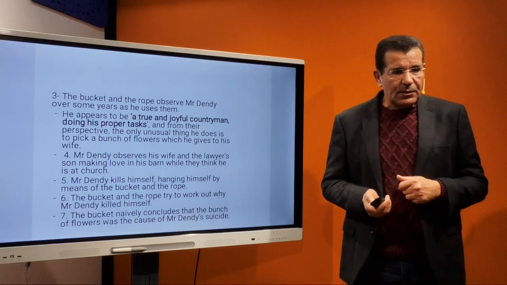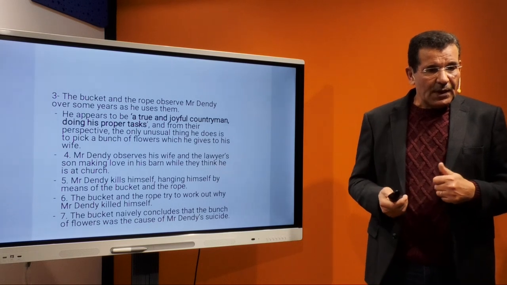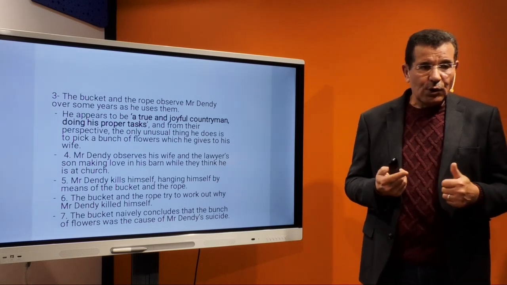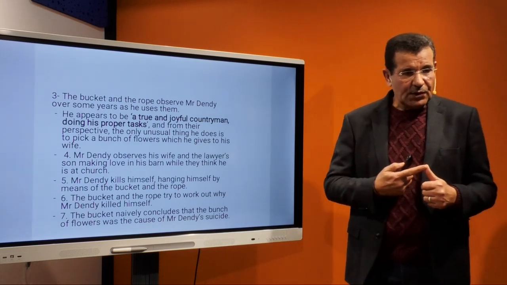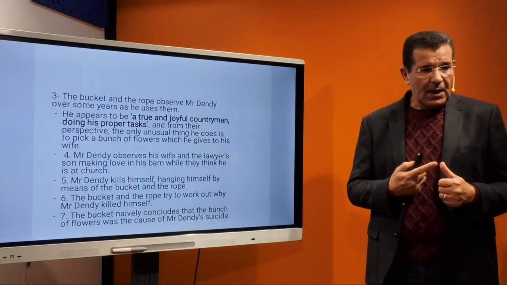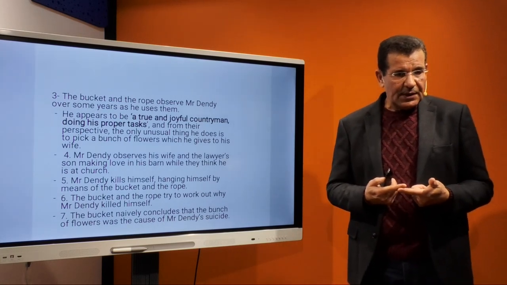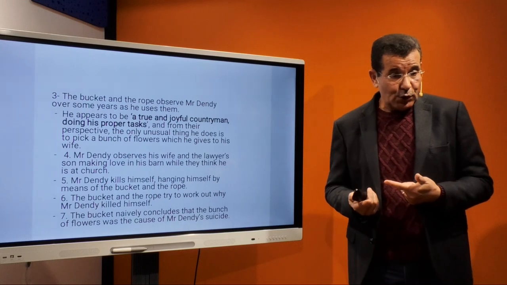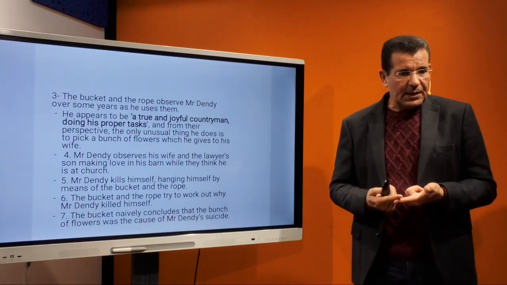Three, the bucket and the rope observe Mr. Dandy over some years as he uses them. He appears to be a joyful, true countryman doing the proper tasks. A very important feature of Mr. Dandy is that he is a hardworking man. Mr. Dandy observes his wife and the lawyer's son making love in his barn while they think he's in the church. He kills himself, hanging himself by means of the bucket and the rope.